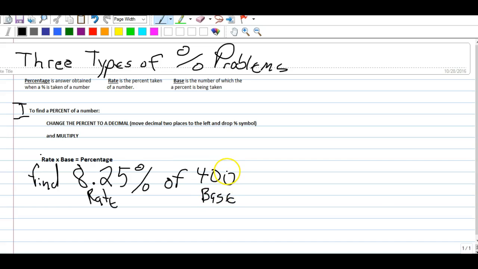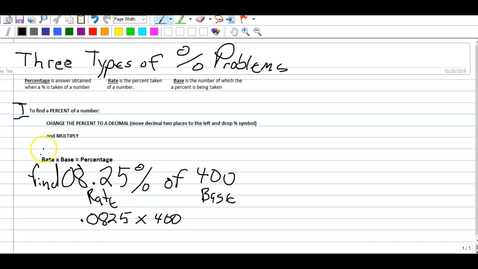So to find a percent of a number, you change the percent to a decimal. My percent, or my rate, is 8.25%. And remember, to change a percent to a decimal, we drop the percent and move the decimal 2 places to the left. If I move the decimal once, it would be in front of the 8, but I have to add a 0 in order to move the decimal 2 places to the left. So that's 1, 2. So my rate is 0.0825 as a decimal, times my base, which is 400.